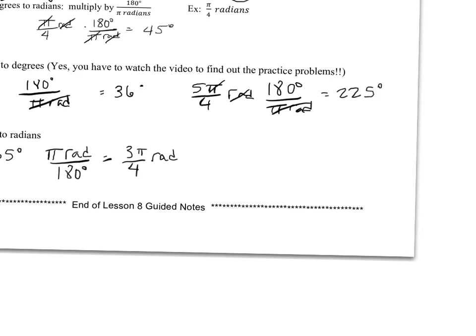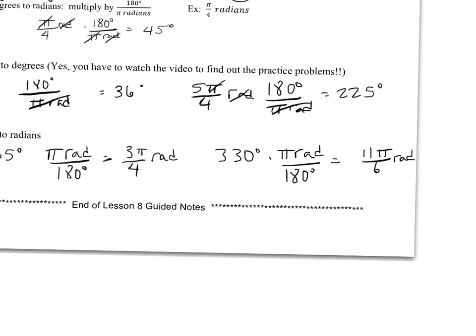Say I want to do 330 degrees, and I want to convert that to radians. Again, radians is going to go on top. Degrees will go on the bottom. 330 over 180 converts to 11 pi over 6 radians.